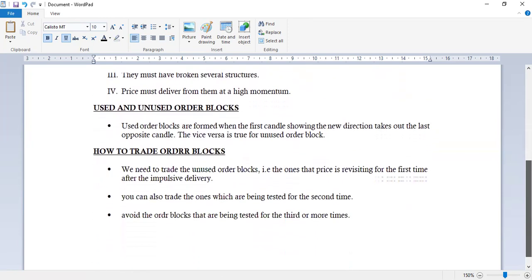Then how do we trade order blocks? You know that we need to trade the unused order blocks. That is the one that price is revisiting for the first time or even for the second time after an impulsive delivery from them. Avoid order blocks that have been tested more than 2 times. That is an order block that is being revisited for the 3rd time or the 4th time. As long as it is more than 2 times, we need to avoid that kind of order block.